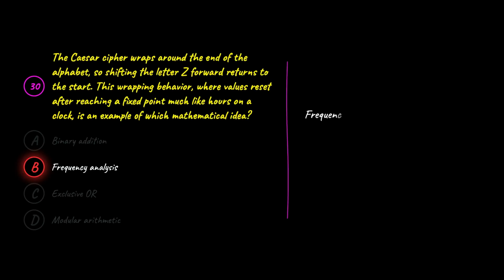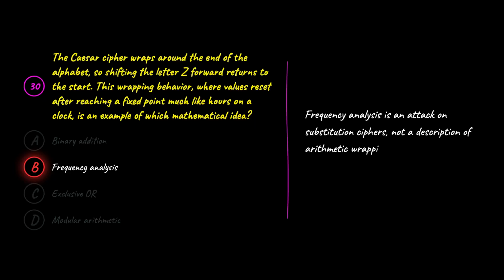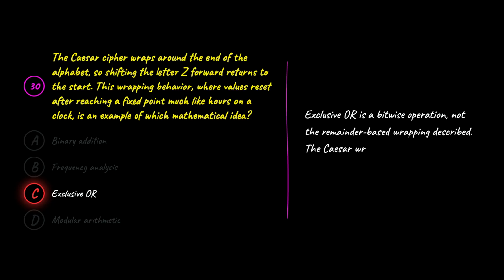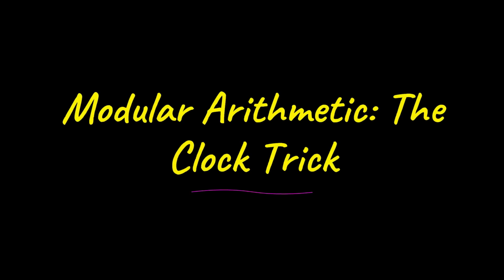B is wrong because frequency analysis is an attack on substitution ciphers, not a description of arithmetic wrapping. It has nothing to do with the clock analogy. C is wrong because exclusive OR is a bitwise operation, not the remainder-based wrapping described. The Caesar wrap is modular arithmetic, not XOR. Modular arithmetic is arithmetic that wraps around after reaching a fixed value, and it sits at the core of a huge amount of cryptography.